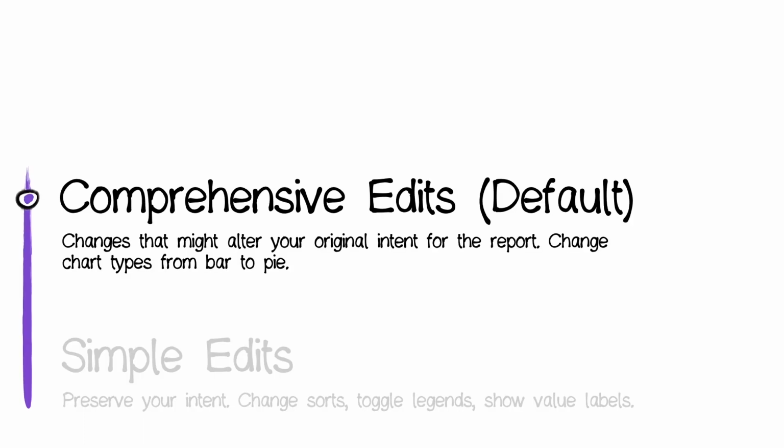But if you dial things up to comprehensive edits, you gain one really, really powerful capability. Comprehensive edits, and this is actually when you create a new report with SAS Vision Analytics, this is the default setting now. When you set things to comprehensive edits, you basically are allowing the report consumer to start to wiggle around and maybe alter some of your original intentions for the report. This basically gives your users the ability to change chart types. So for example, they might want to change a bar to a pie, or a pie to a list table, or a geomap to a list table. So comprehensive edits allows them to do that.